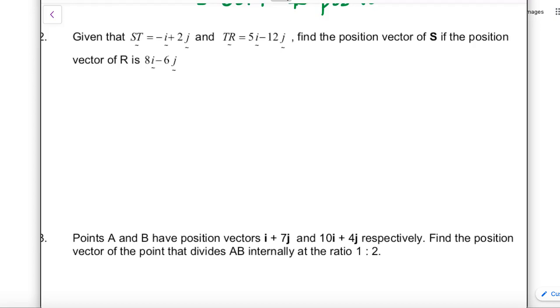What I'd like you to do now is have a go at question 3, where you're given two resulting vectors, ST and TR, and you have to find the position of point S if you know the position of point R. To give you a hint, start with finding position vector OT before you find the position vector OS. Let's see if we can get the position of S as 4i plus 4j. And then I'd like you to have a go at questions 4 and 5 and bring those to our next session.